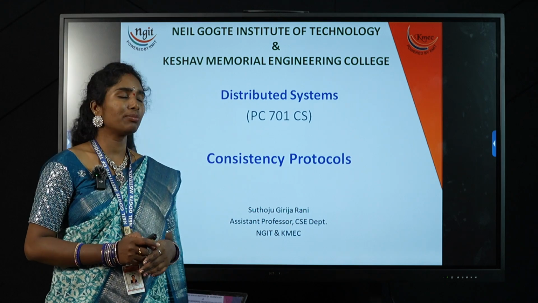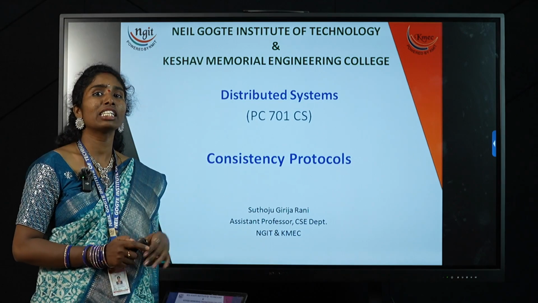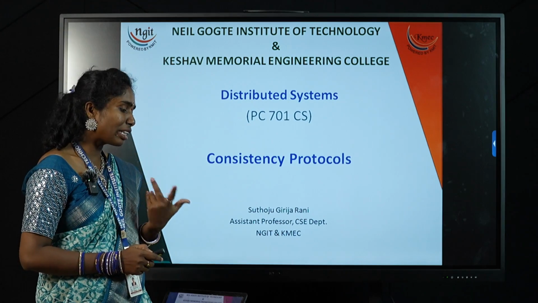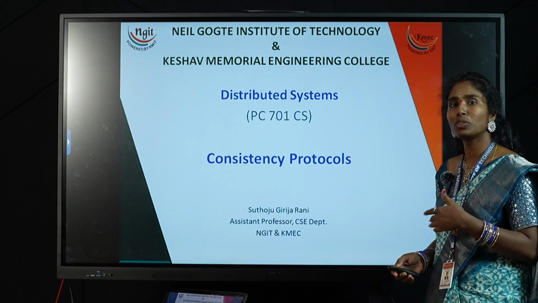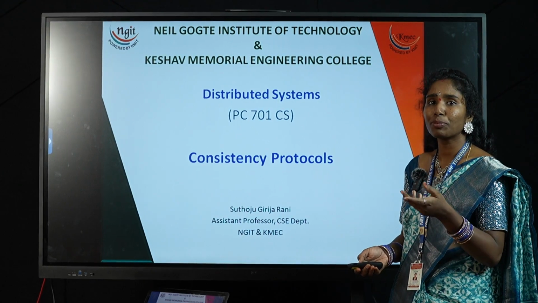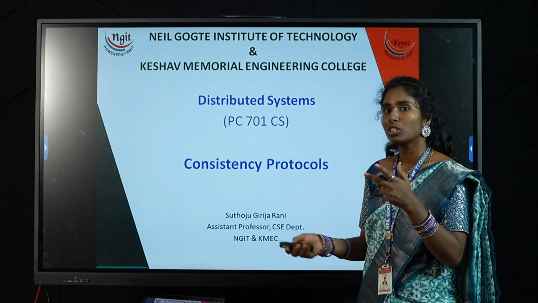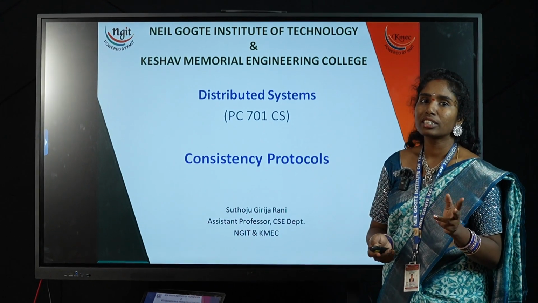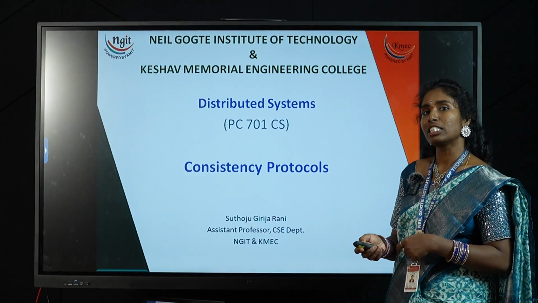See, in distributed systems, we are in the last topic, that is the consistency protocol in the consistency and replication procedure. Now, let us move into the session. So, already we discussed the consistency models. As we know, the models are of three types. The first one is data centric, and the second is client centric. In the client centric, we got a new thing, that is the eventual consistency model.